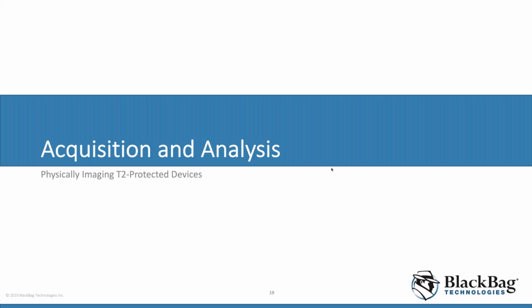As far as a way of knowing whether it's a T2 encrypted system, MacQuisition will identify this for you. It'll identify whether it's a T2 encrypted device or it's not. Otherwise, you're just going to have to look up information about the specific model of computer you have.